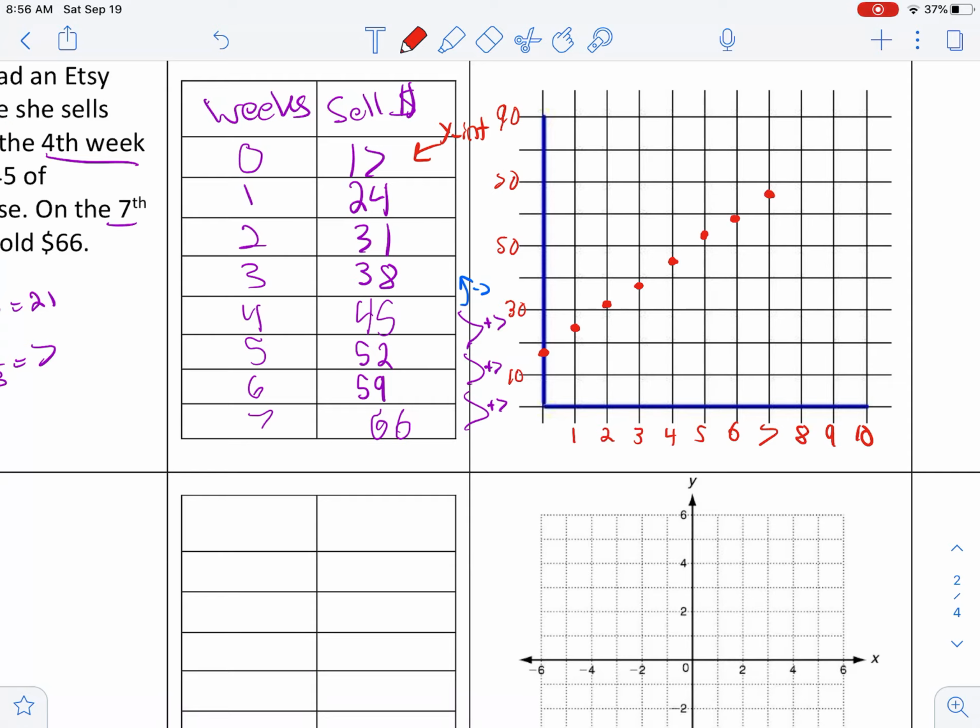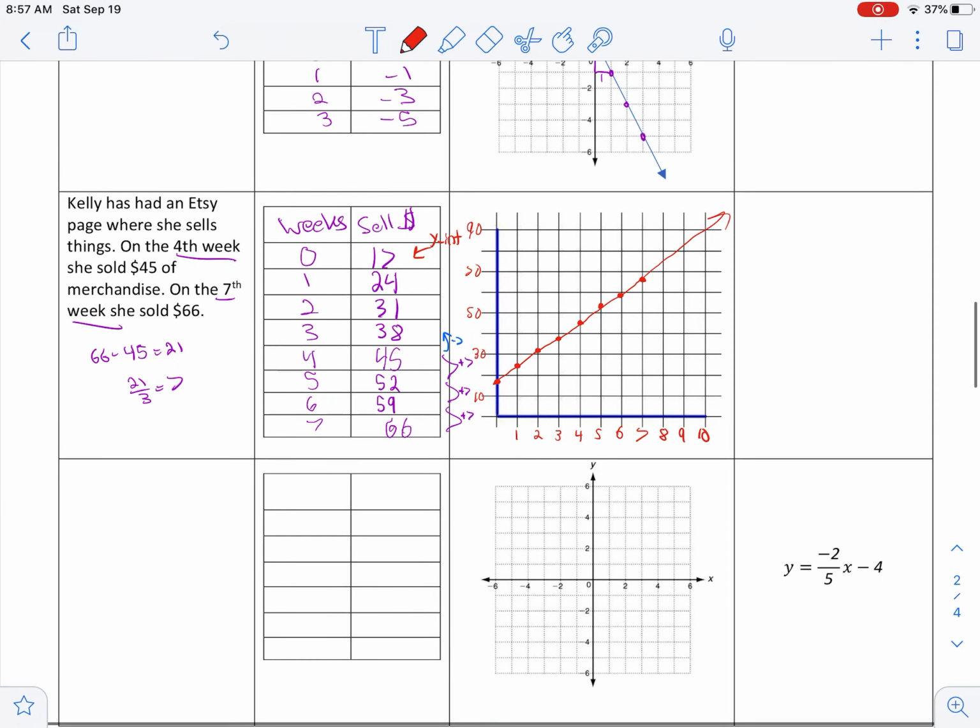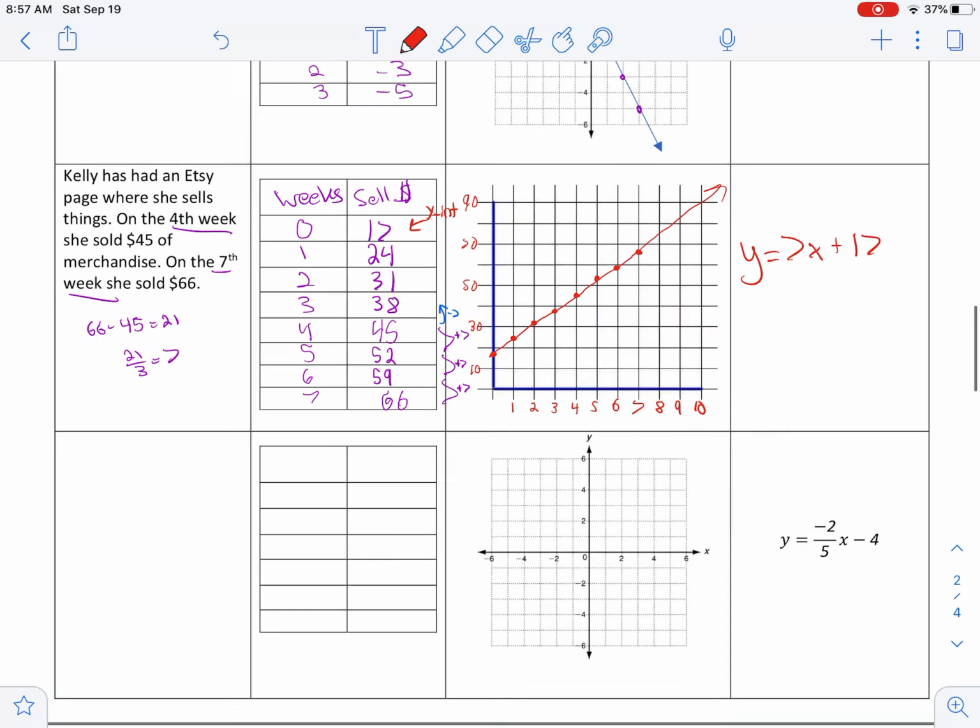66. And now that I have all these points plotted, I can draw a line and extend that line out to see where the pattern trends. A good equation for this pattern would be y equals my slope, which I found to be $7 per week, x plus that starting amount of 17, which is my y-intercept.